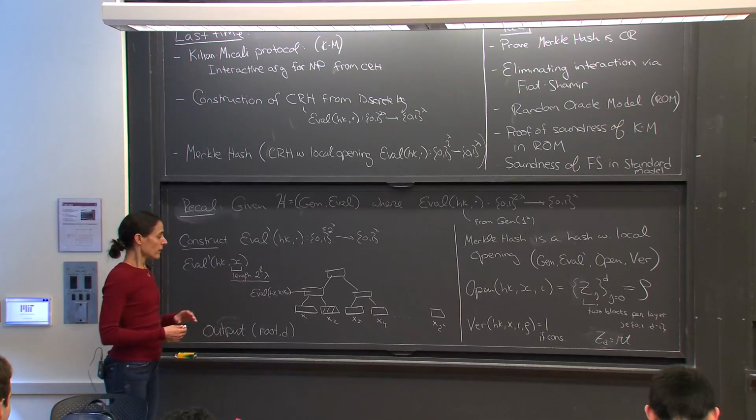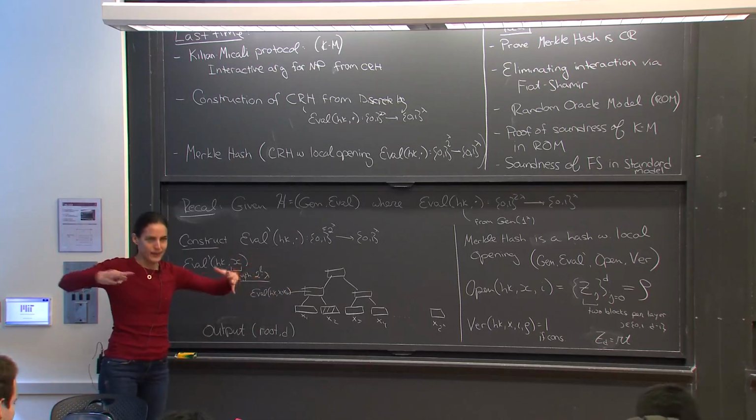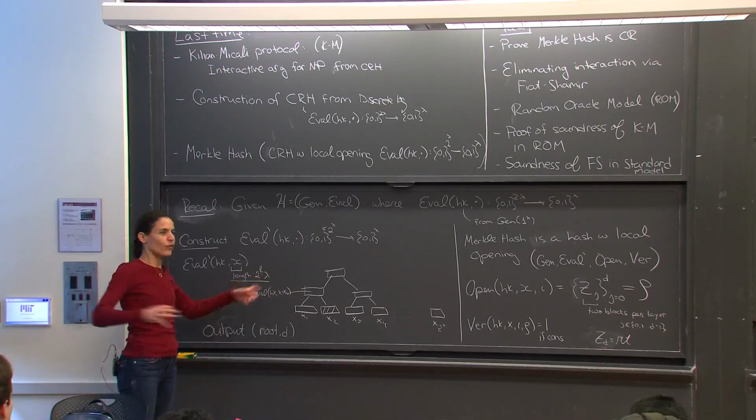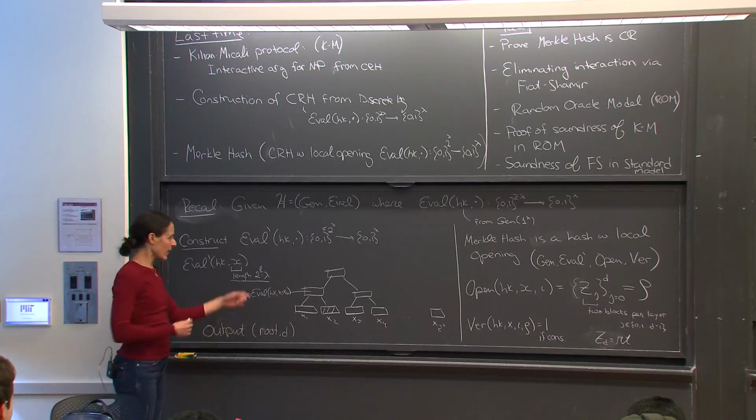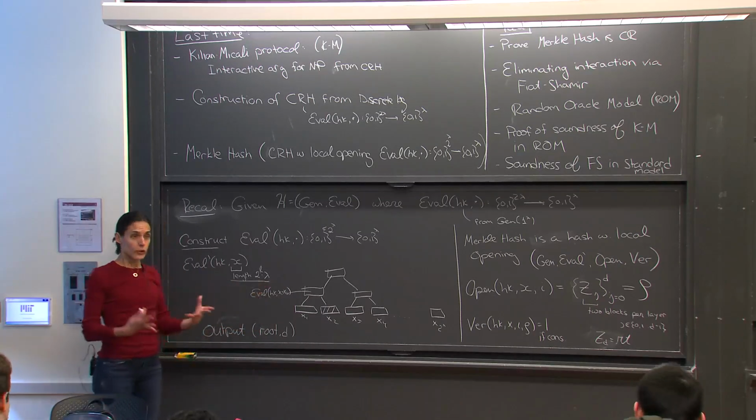So you don't have to assume this. This is just easy to assume, and you can always get it with padding. Take any input and pad it so it will be of this form, and now hash it. I'll say a word if it's not of this form. But if it is of this form, what do you do?